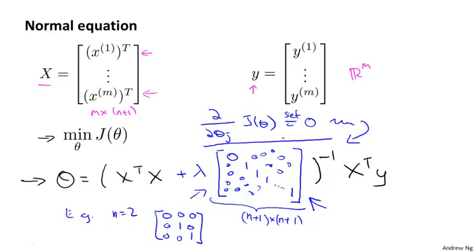And once again, I'm not going to show this derivation, which is frankly somewhat long and involved, but it's possible to prove that if you are using the new definition of J of theta with the regularization objective, then this new formula for theta is the one that gives you the global minimum of J of theta.